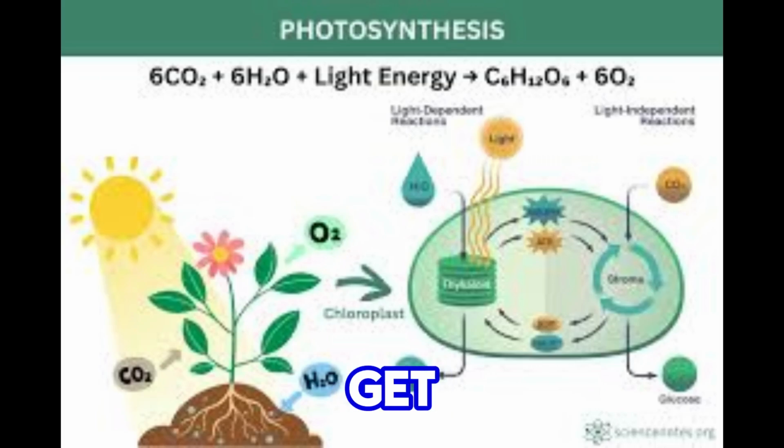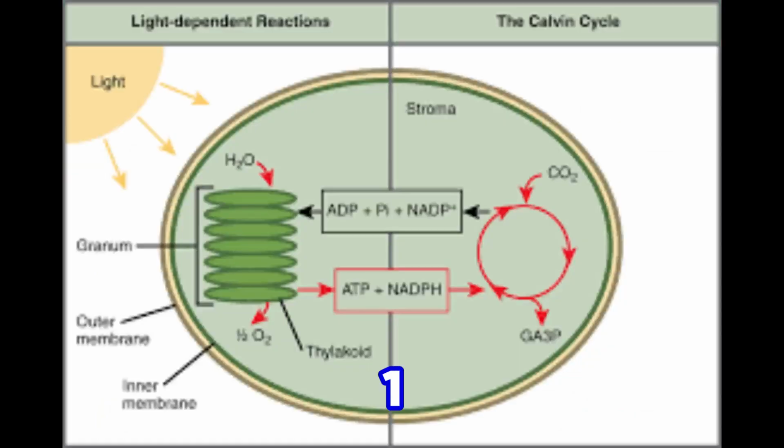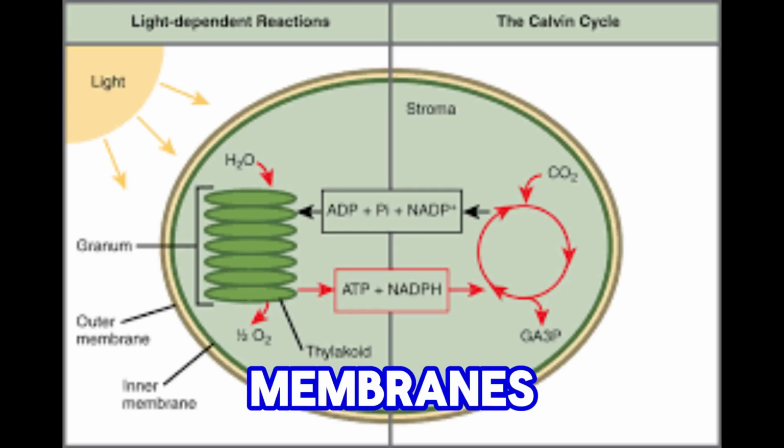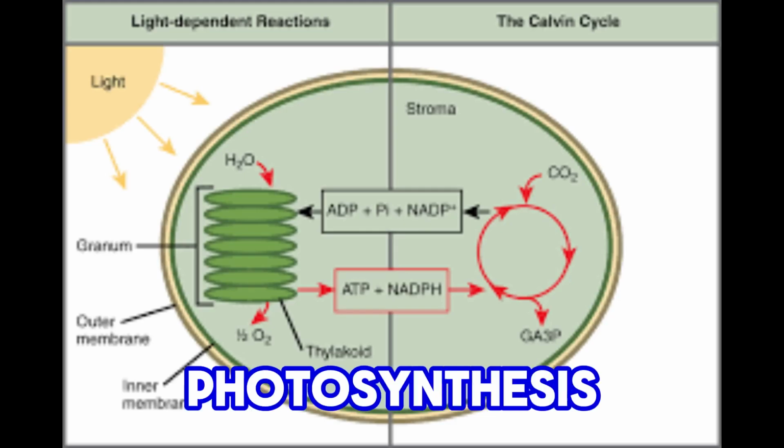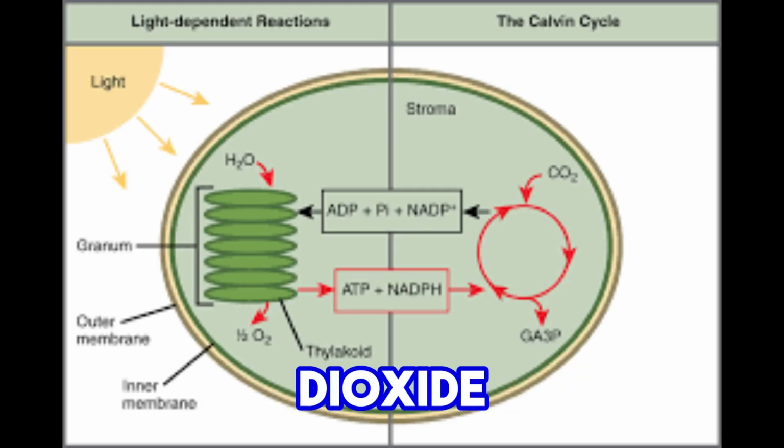Final quiz, can you get all three? Question 1. Where do the light-dependent reactions occur? Answer, thylakoid membranes. Question 2. Where does the Calvin cycle occur? Answer, stroma. Question 3. What gas provides the carbon incorporated during photosynthesis? Answer, carbon dioxide. Bonus question. Question 4. Where does the oxygen released during photosynthesis come from? Answer, water.